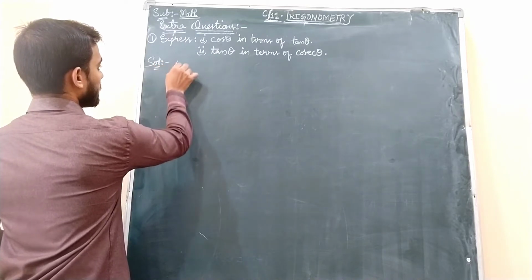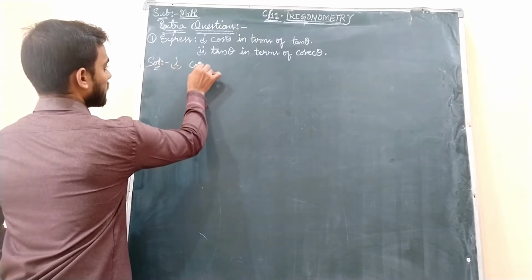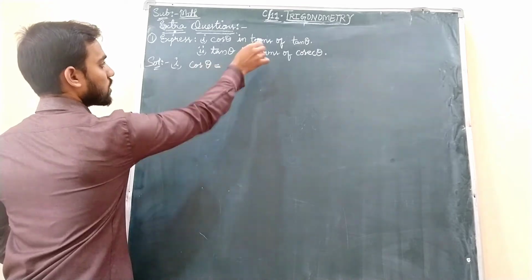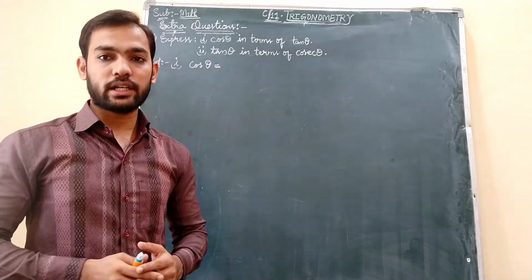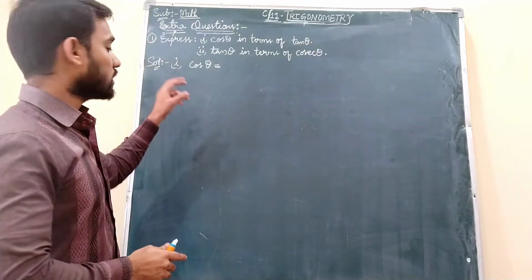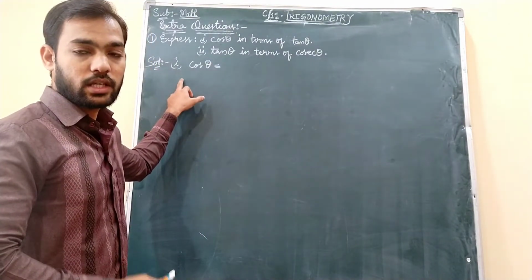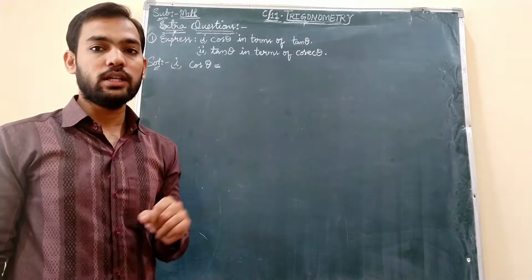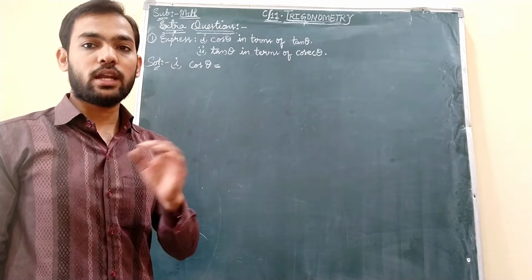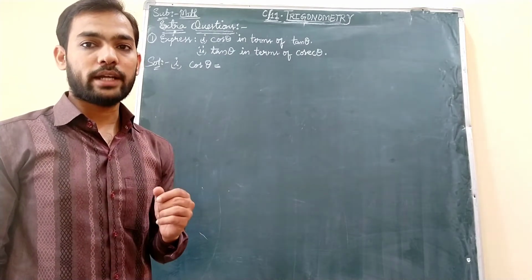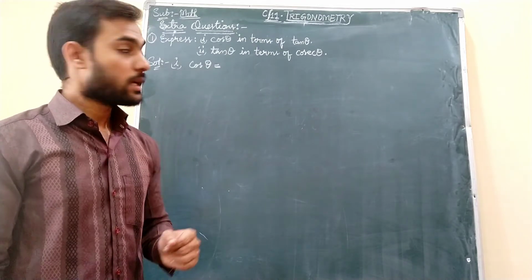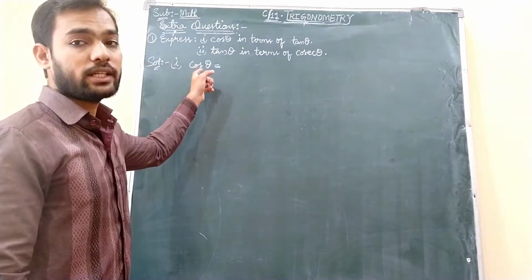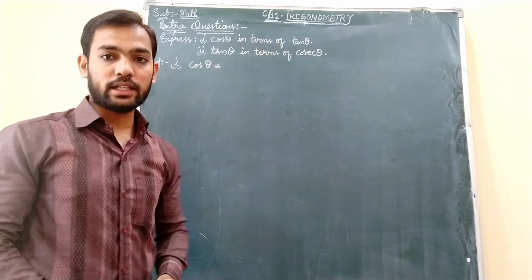Solution for the first bit: I need to convert cos theta in terms of tan theta, right? So firstly you should check the trigonometric identity. The first identity which involves cos theta is along with sin theta, because the identity is sin square theta plus cos square theta equals 1. But we don't want sin theta. This needs to be converted into tan theta.